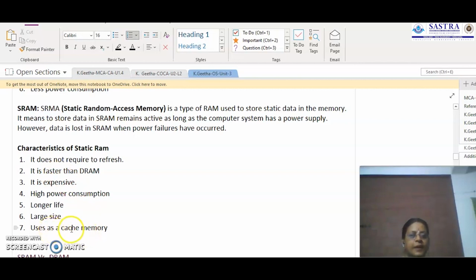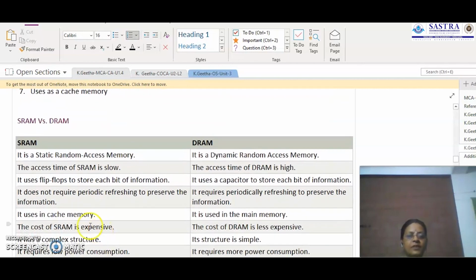Its speed is going to be attained because of the basic component which is used here, and since it is faster than DRAM, this is going to be the best suitable memory that can be used to design a cache memory. So here we tabulate the difference between the static RAM and dynamic RAM.